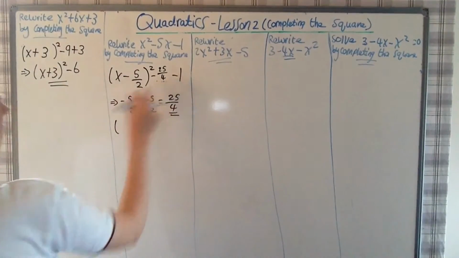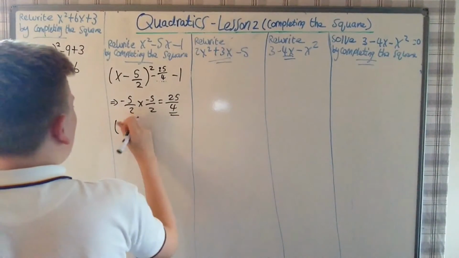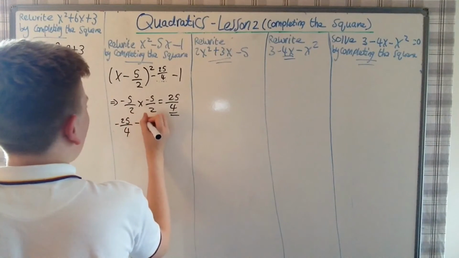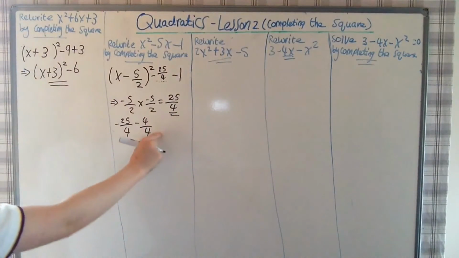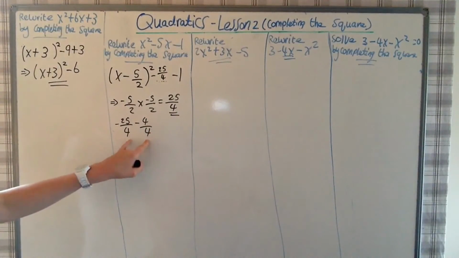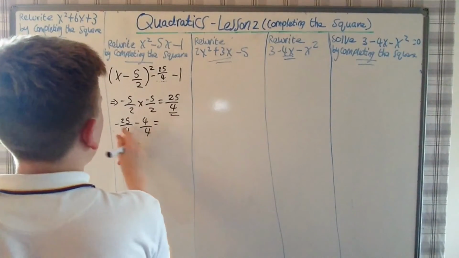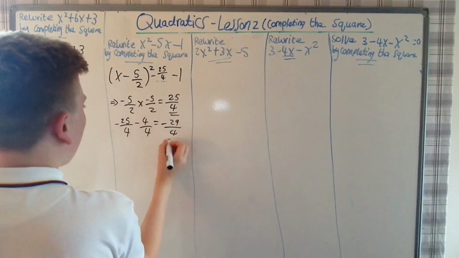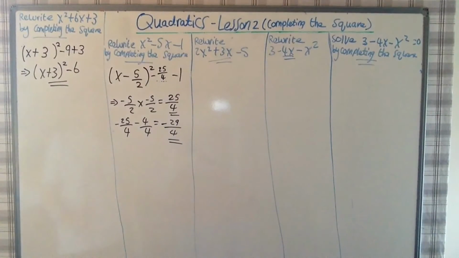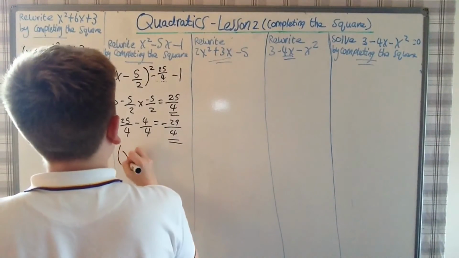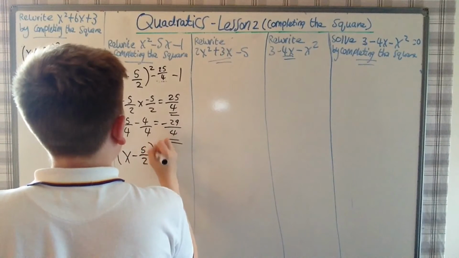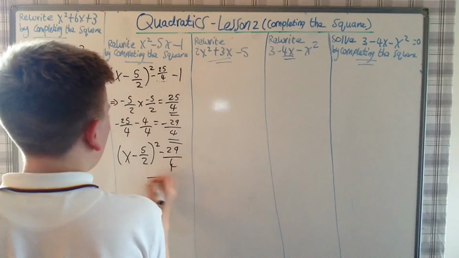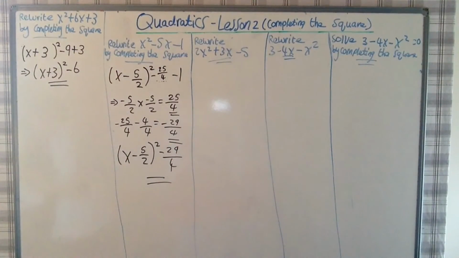So we now need to do minus 25 divided by 4 minus 1. Now 1 can be rewritten as 4 over 4 so that we can easily subtract these fractions. And if we do that, we're going to get minus 25 minus 4 is minus 29 divided by 4. So here's our answer, minus 29 over 4. So we can rewrite the answer as x minus 5 over 2 squared minus 29 divided by 4. So there's our answer to the second question.